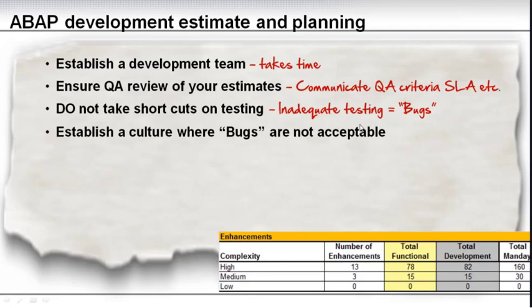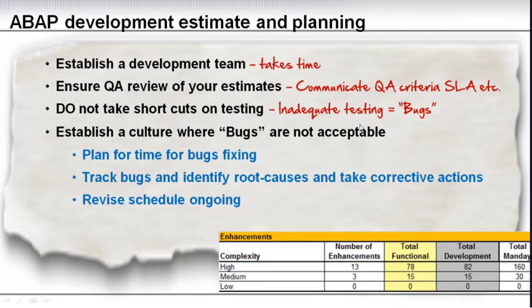As mentioned, no bugs are not accepted, but make sure that you filter them out through the testing and don't rely on this. So talking about bugs, you need to plan time for bug fixing, and it comes back to this estimate: what is the criteria for those 15 man days for these 3 medium enhancements? You need to be clear on the criteria, and you need to plan time for bug fixing.